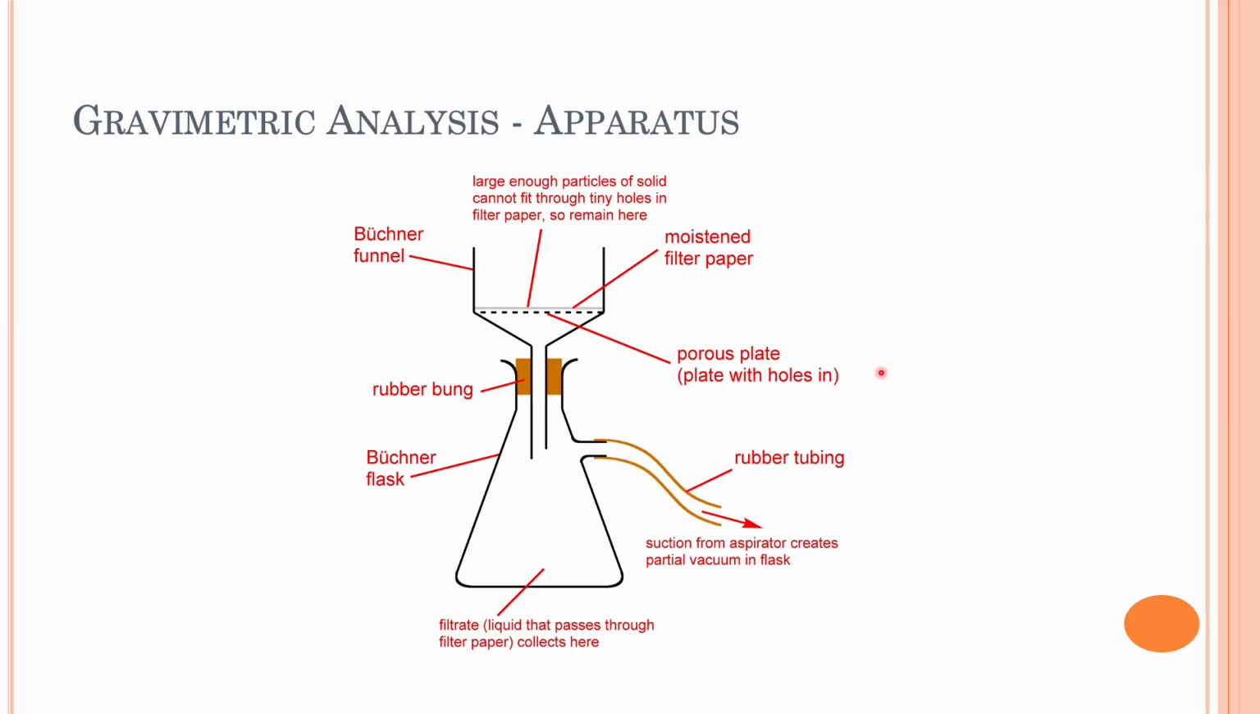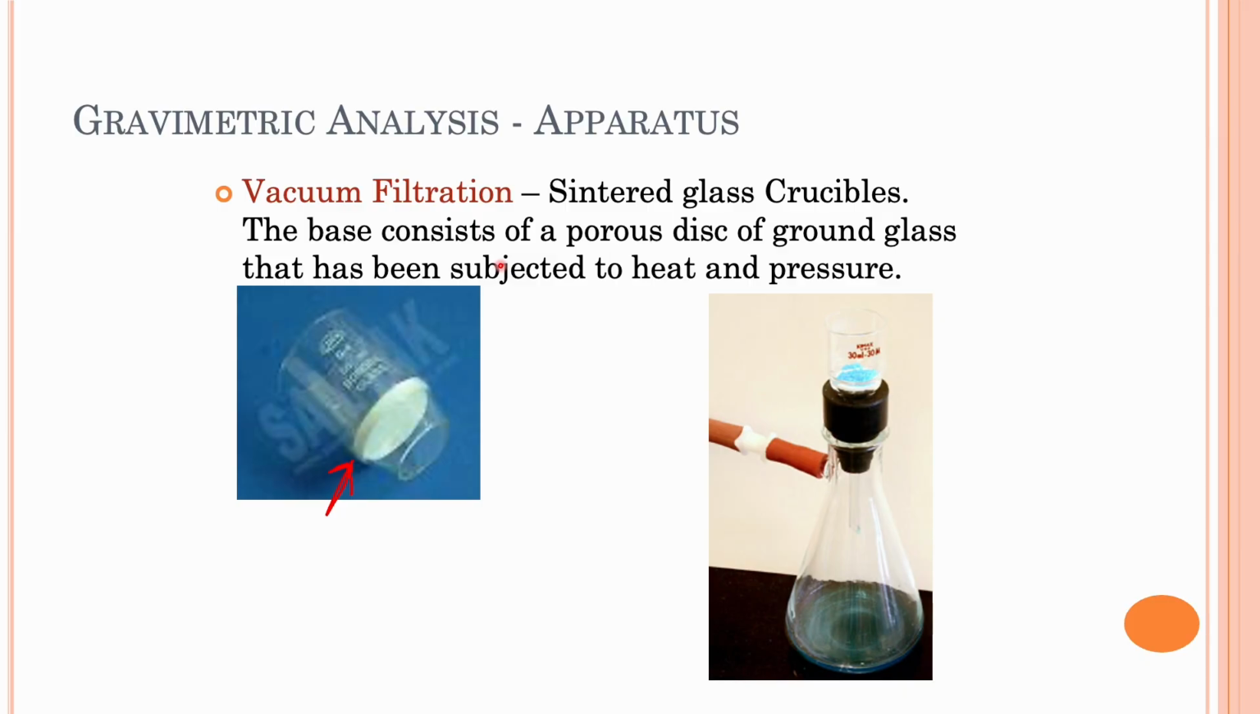You have that rubber tubing that your side arm is going to be attached to, and this is attached to your vacuum pump. In addition to your Buchner funnel, you also have your sintered glass crucibles. These can be used for your filtration and can be placed directly in the oven. So it's a porous disc, you can filter, dry and weigh directly, and it cannot withstand temperatures of greater than 200 degrees Celsius.